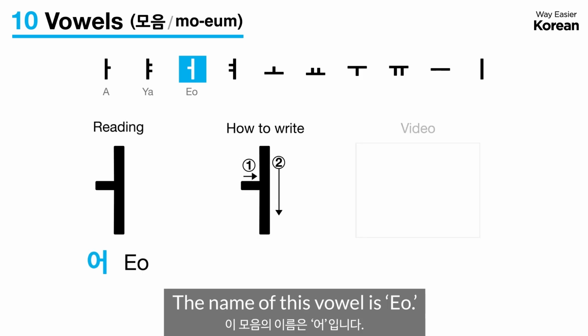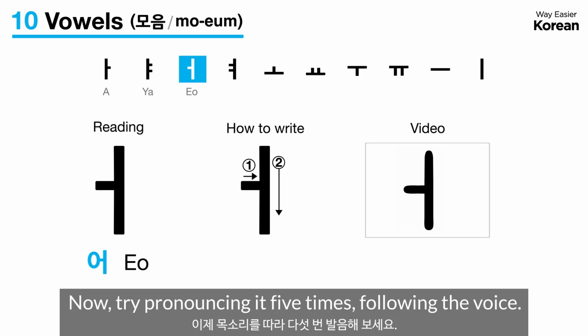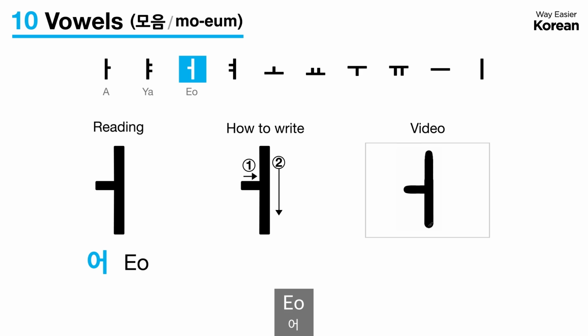The name of this vowel is 어. Now, try pronouncing it 5 times, following the voice. 어, 어, 어, 어, 어.